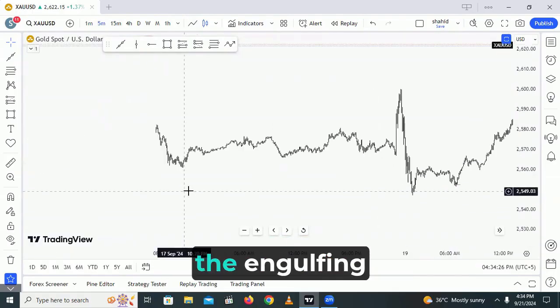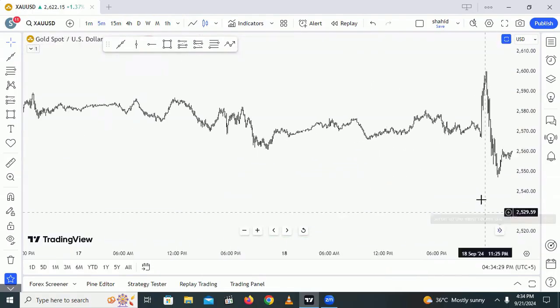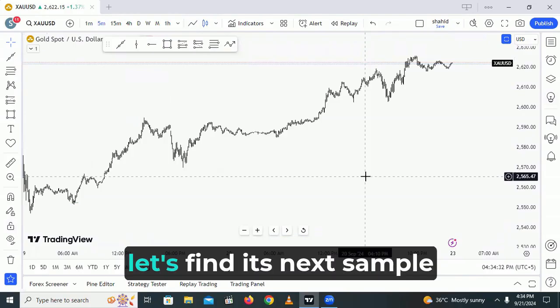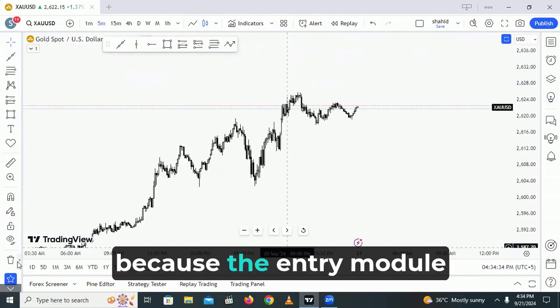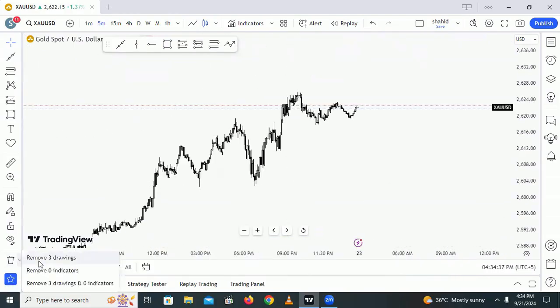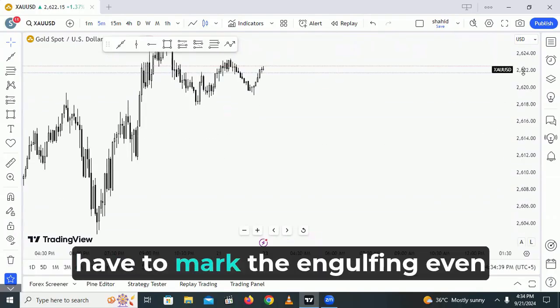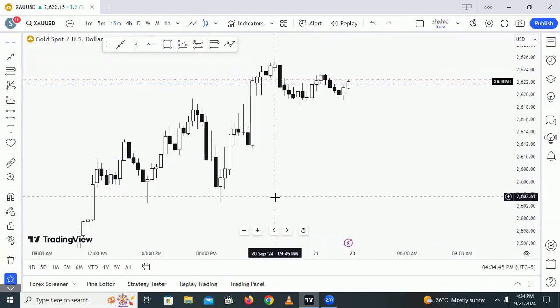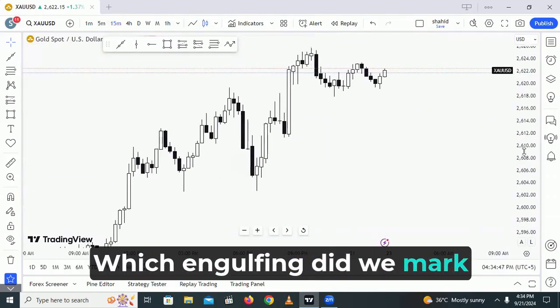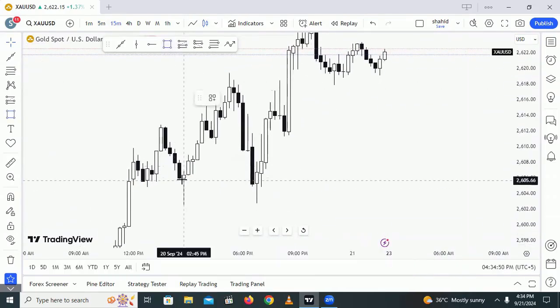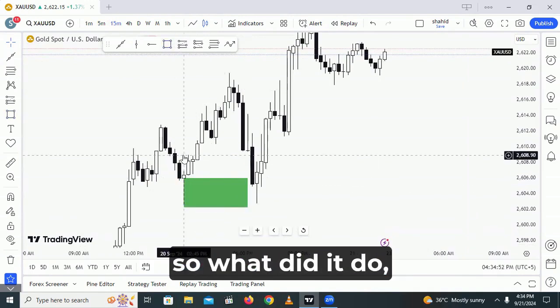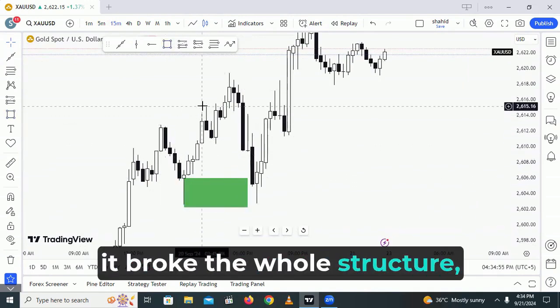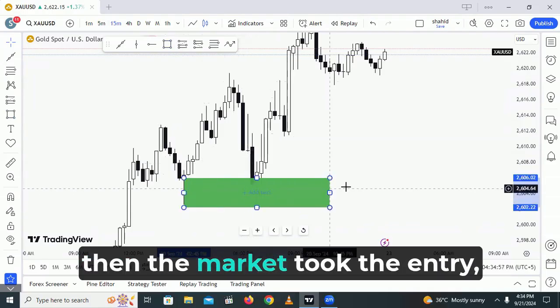And here if you see the engulfing, which 5 minutes is it, brother? Let's find its next sample, because the entry module is very important. We have to mark the engulfing even if we have to do it on 15 minutes. Which engulfing did we mark here? This one, for example. The next candle did it. So what did it do? It broke the whole structure, came back after the second. Then the market took the entry.